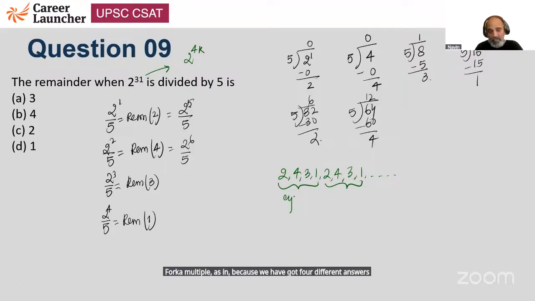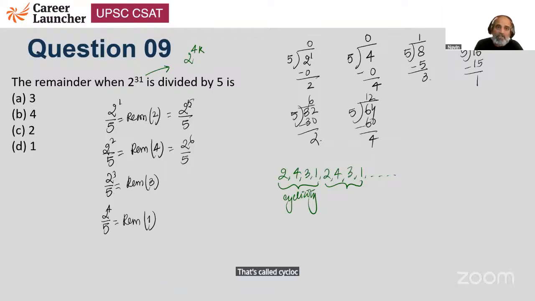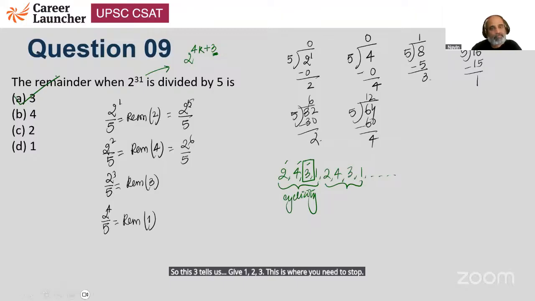This particular thing is called cyclicity, as in how many different answers you can get. That's called cyclicity. 4 into 7 is 28. 28 plus 3. So this 3 tells us, give 1, 2, 3. This is where you need to stop. So this was one way.